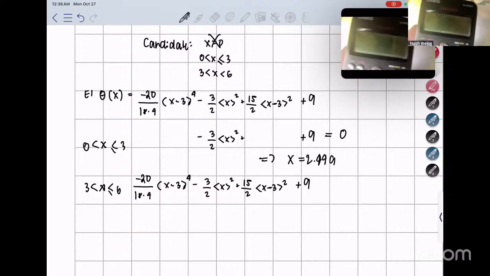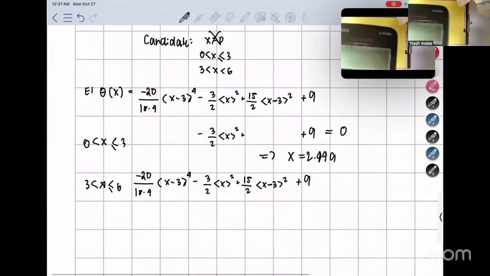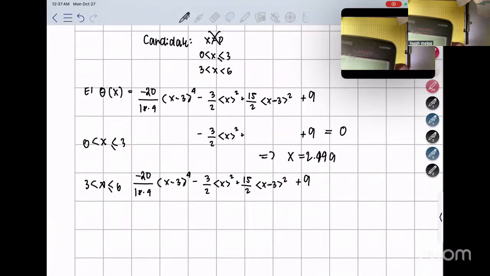20. No, simplify na to eh. Iba pala. Okay, whatever. 20 times 18 times 4 x minus 3 raised to 4.